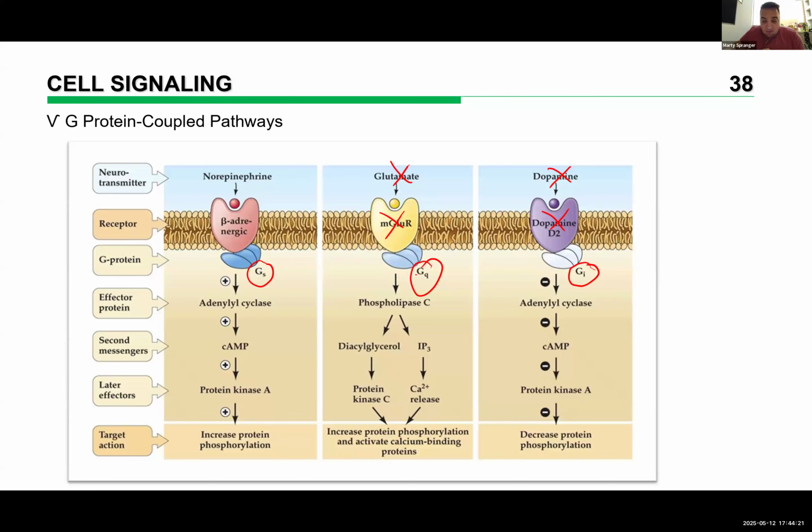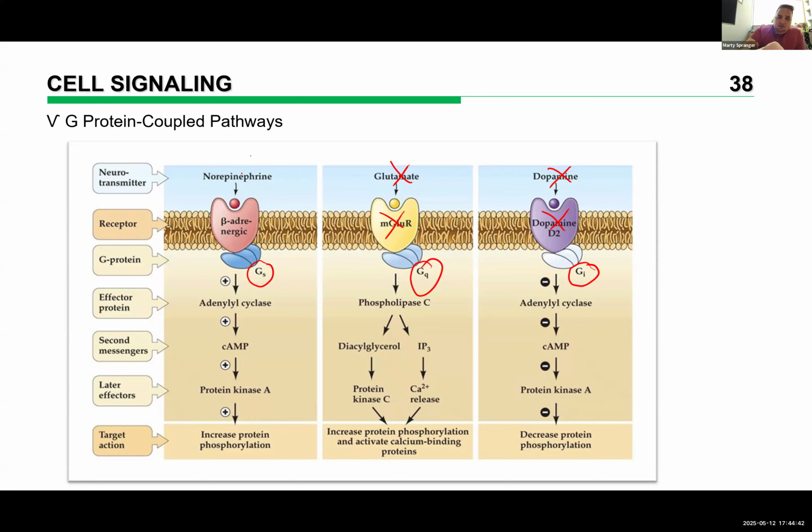I mean, they really don't. Someone ran out of letters or something like that. So G sub S, G sub Q, G sub I. Now, what I want you to know is these signal cascades here for each different one of these. Now, it may look daunting right now, but really 2 of them are very similar. So let's take a look.